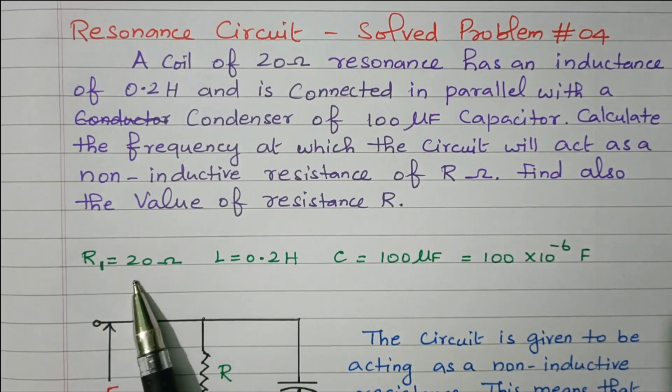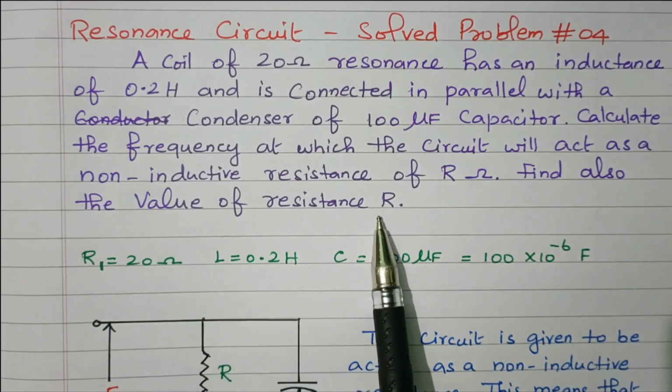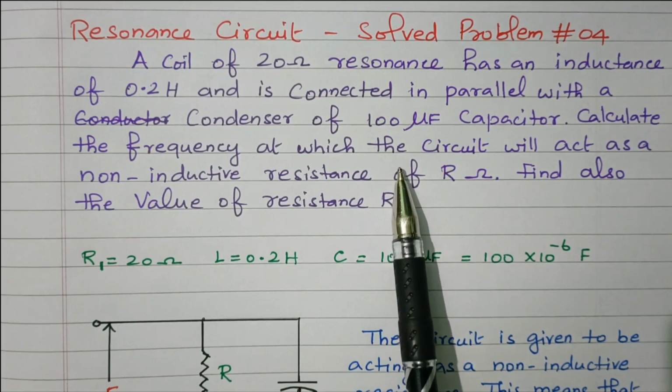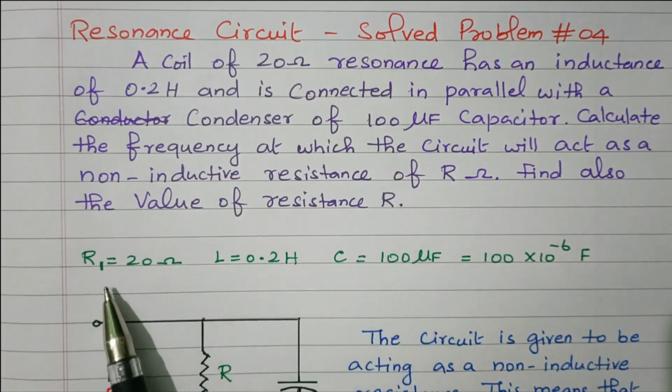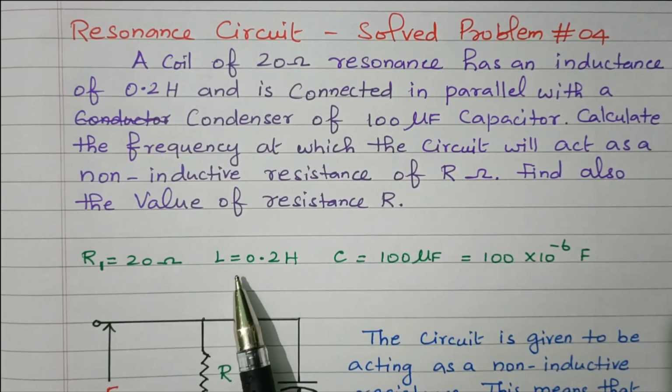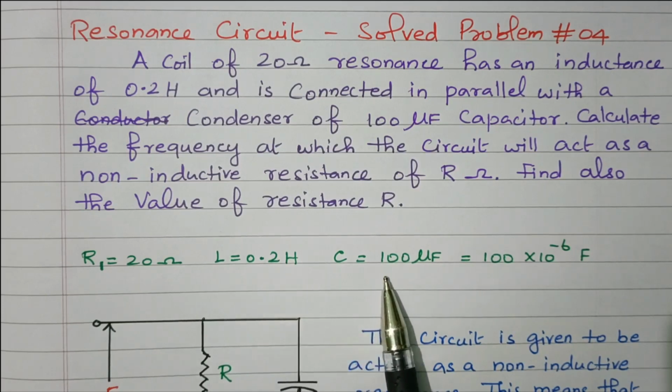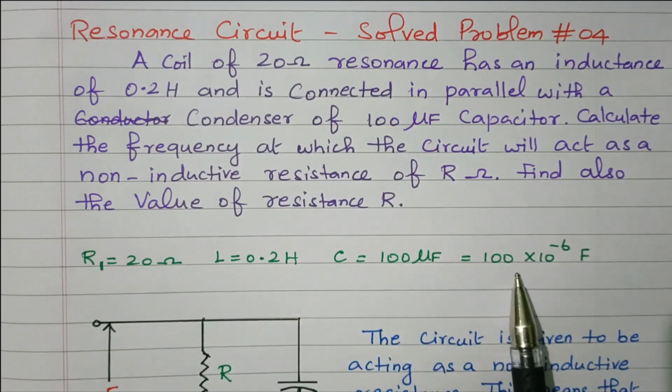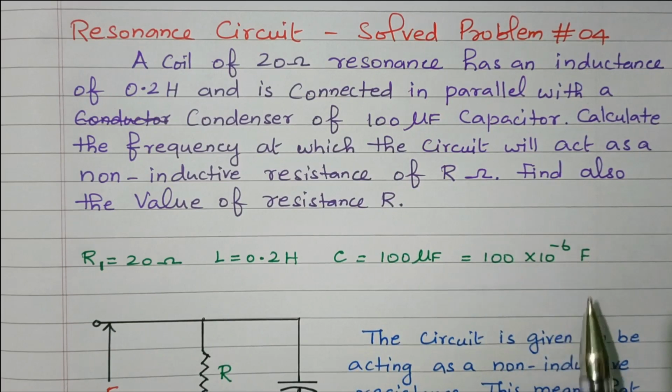So R1 is given as 20 ohm. We need to find the R value when it acts as a non-inductive resistance. So we'll take this as R1. L is 0.2 Henry, C is 100 microfarad, that is 100 into 10 to the power minus 6 farad.